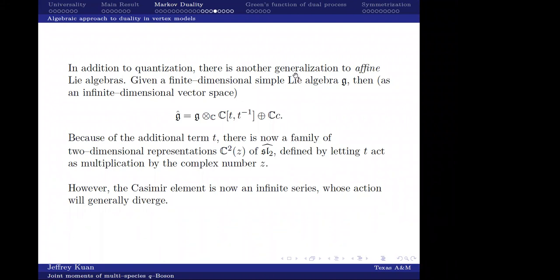Of course, affine Lie algebras are much more interesting than just giving you another parameter. But at least one thing you can get out of it is you can look at 2 parameter models now. If you try to use duality with the same approach as before, the Casimir element is now infinite. It's infinite because this vector space is infinite dimensional. So for stochastic vertex models, you're going to need a different approach.